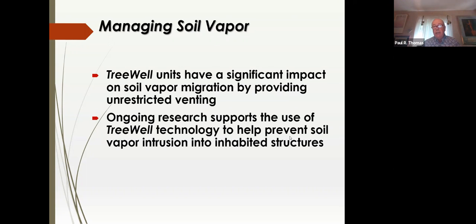And what we have seen on sites is that TreeWell units have a capacity to act as a soil vapor sink, so to speak, in that changes in barometric pressure in a site actually pump soil vapors in the direction of least resistance. And if we have a penetration going down to where these soil vapors are volatilizing off of the water table, then we have a way for them to get out of the ground, and an alternative to them migrating into occupied structures.